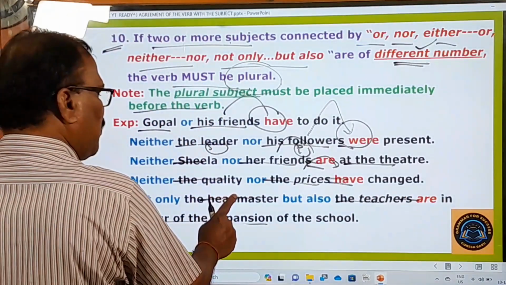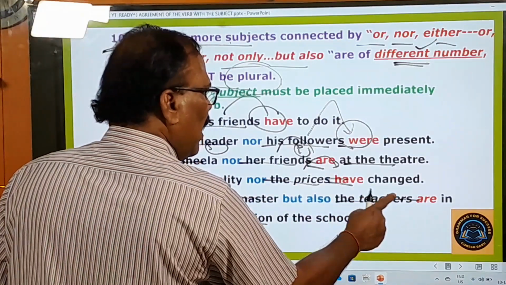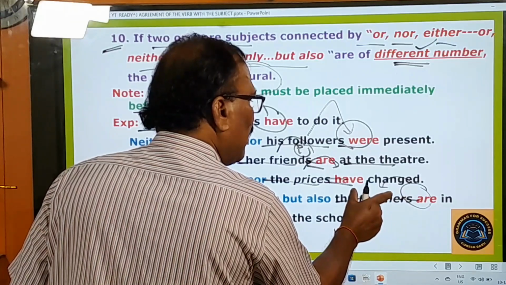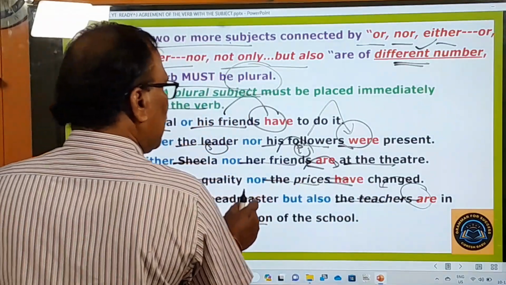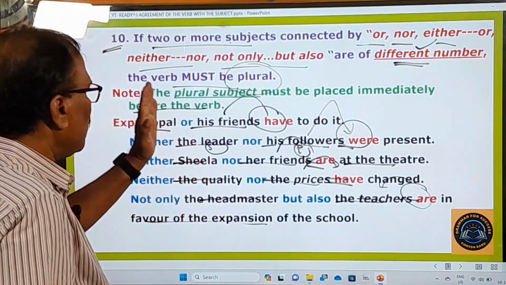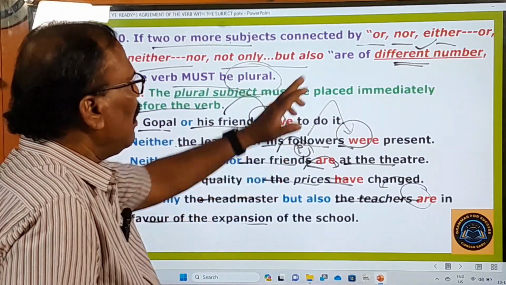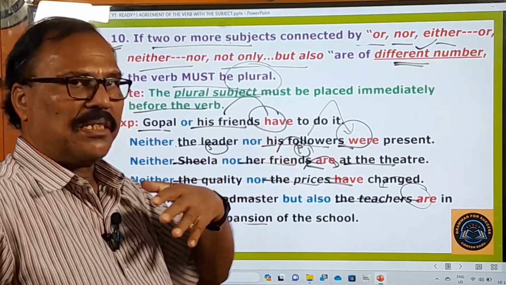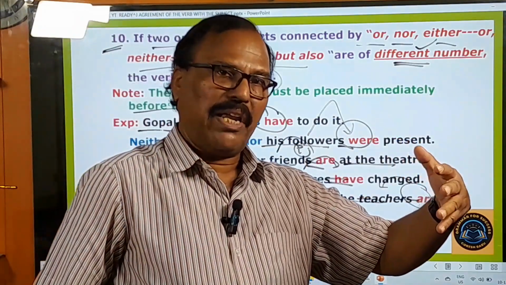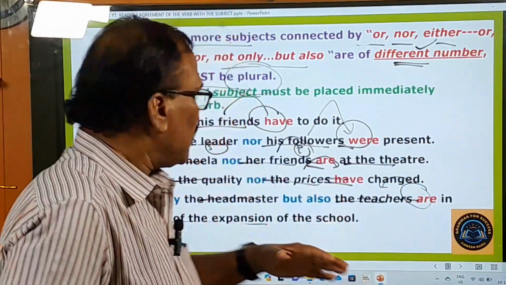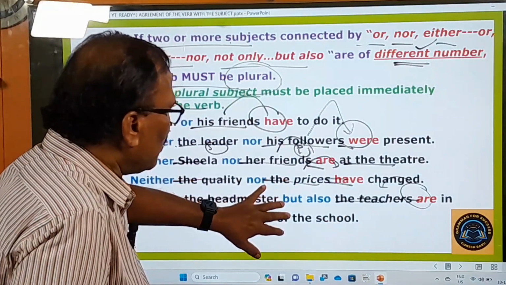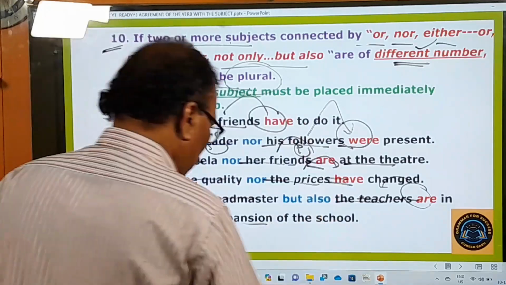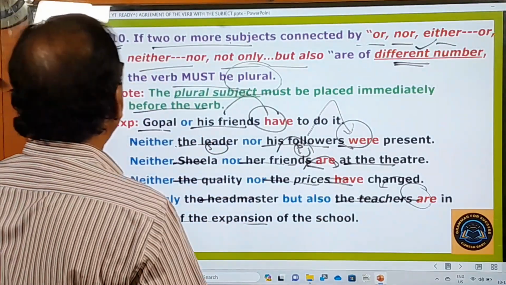So here, singular subject, plural subject. And this helping verb we use according to the plural subject only, not according to the singular subject. That's why when you join a singular subject and a plural subject with these conjunctions, the plural subject is always placed just before the helping verb or main verb. Because of these plural subjects, we use only the plural verb or plural helping verb. Right, now let's go to the next rule.